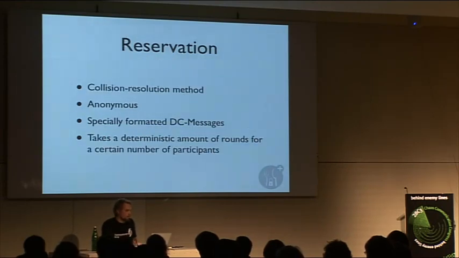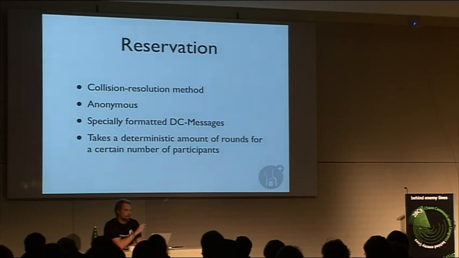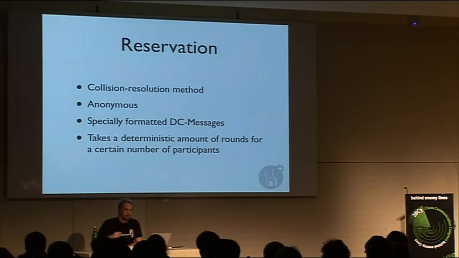How does a reservation work? There are different methods to do a reservation. The one I chose in my implementation is called the collision resolution method. As I already stated, it's anonymous, and it's done such that you have specially formatted DC messages, and you send them to the DC service and observe the result. By doing that several times in a row, you can find out when it is your turn to send. It takes a deterministic number of rounds for a certain number of participants to find out the order of the sending process.